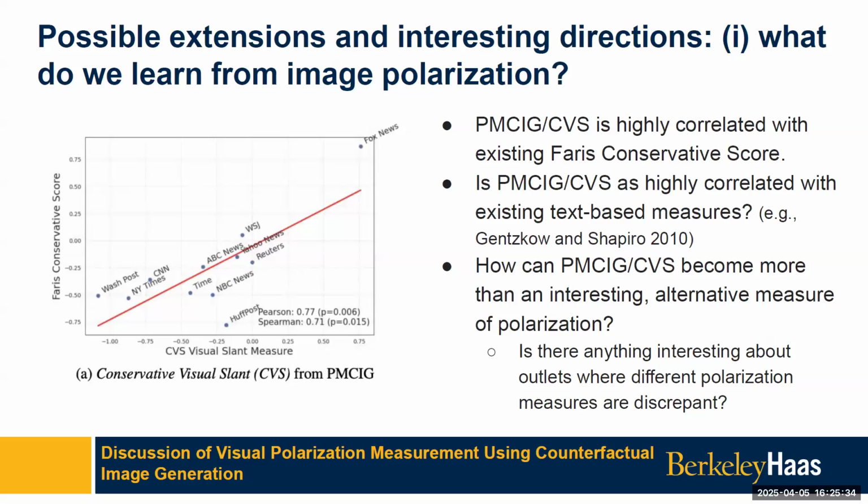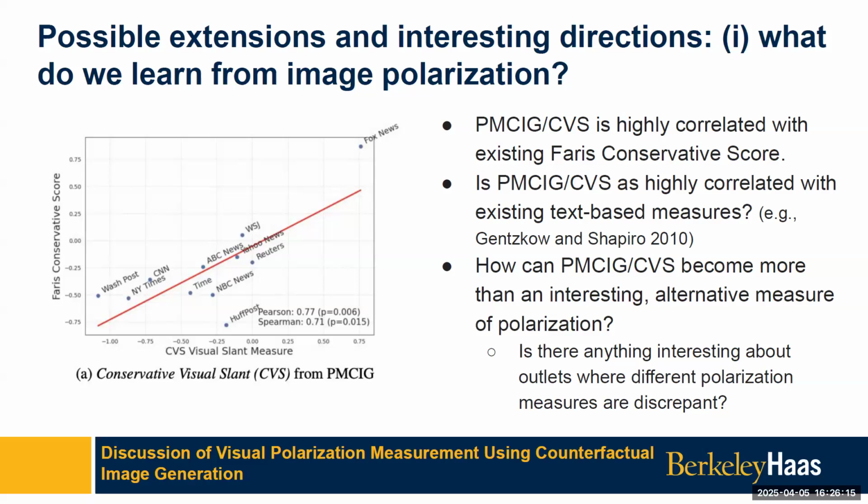And then the last thing I want to talk about is possible extensions and interesting directions for this work. I think one thing to think about is, what do we actually learn from this image polarization exercise? And I think this goes to Kiara's question during the talk, what are we actually doing here? So in the paper, they show that this new measure they have is very highly correlated with a number of existing measures. Over here on the left, I'm showing this DisPairs conservative score. Notably, this score has nothing to do with images or text. It's about reshares on Twitter and whether or not the resharers tend to be Republican or Democrat.